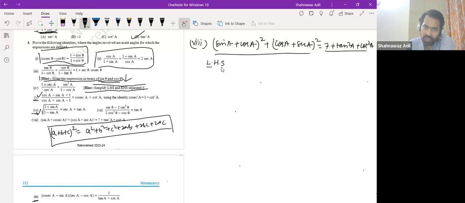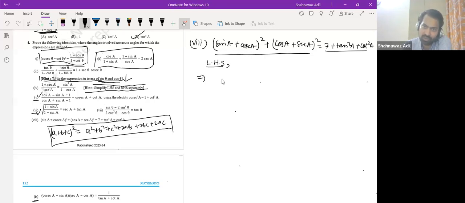So you tell me, Amira, Abir, what should we do first? Expanding, we get sin² A + cosec² A + 2 sin A cosec A. Or should we write it as 1 by sin A, cosec A? Yeah, that is what we should do first, right?